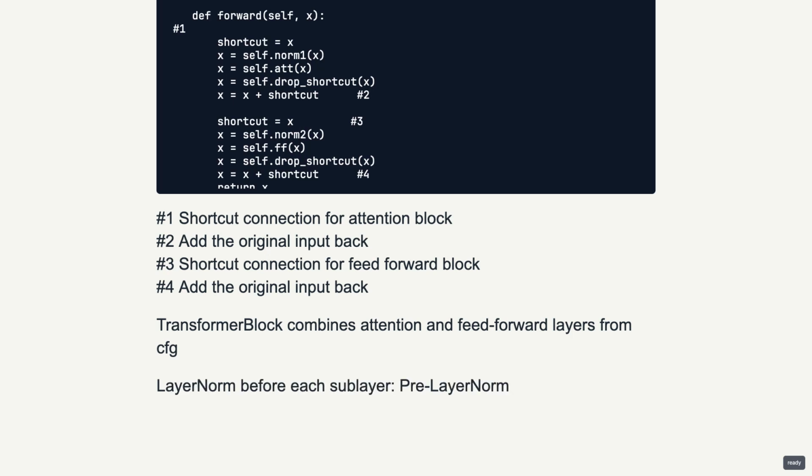Layer normalization comes before attention and before the feed-forward network, which is the pre-layer norm pattern. Compared with post-layer norm, this usually gives smoother optimization and more reliable gradient flow in deep stacks.